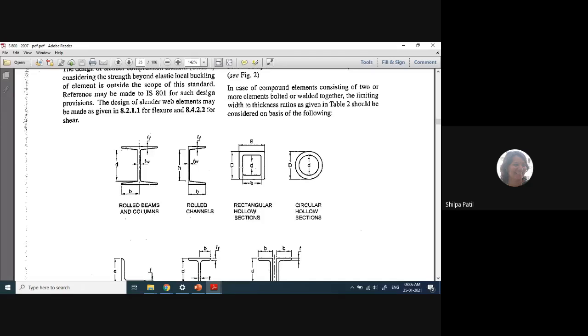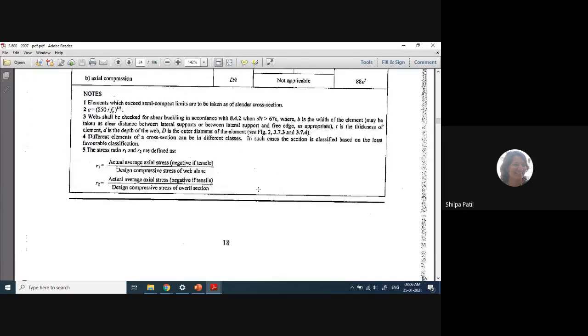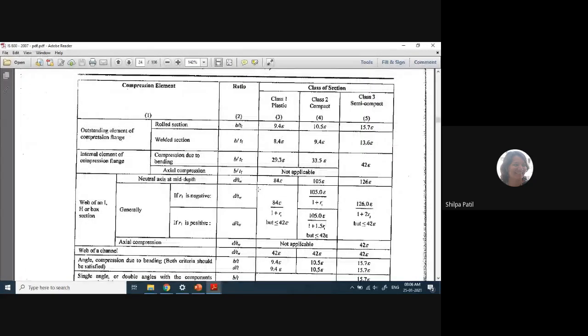Is it clear? Now for box section, the top flange and bottom flange, both the parts are considered as the internal element. Web also, it is internal element. Okay, but for calculation of web, we have a different formula because it has a different dimension. We do not indicate this dimension as width. We call it as depth. Okay, and its ratio is given in a different row. We will come to that row soon. Okay, now let me finish this.